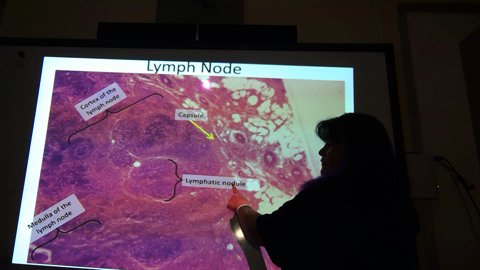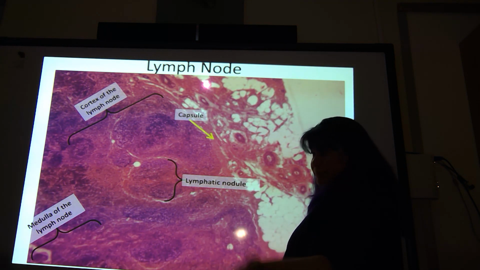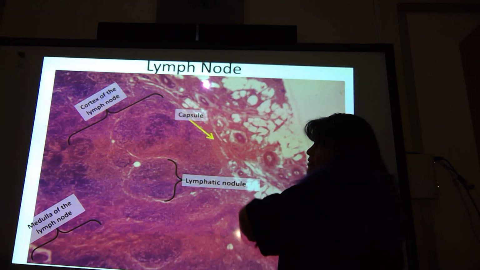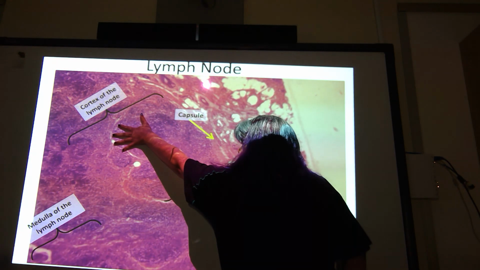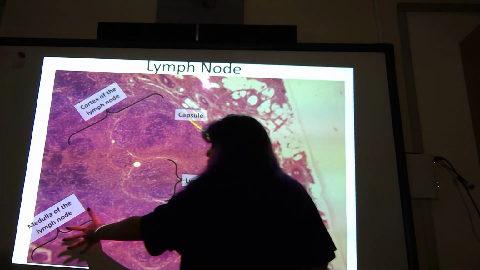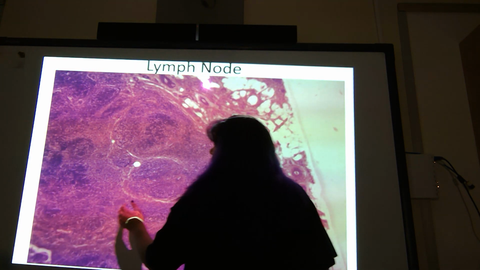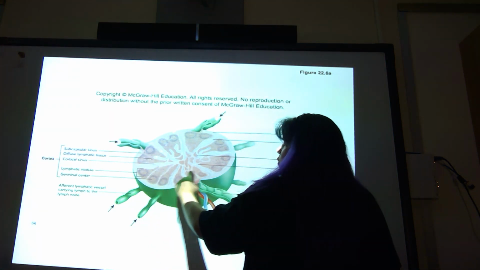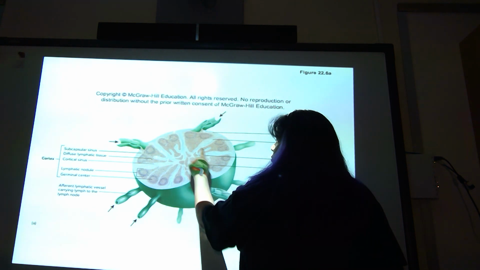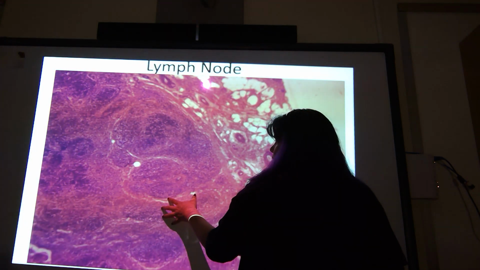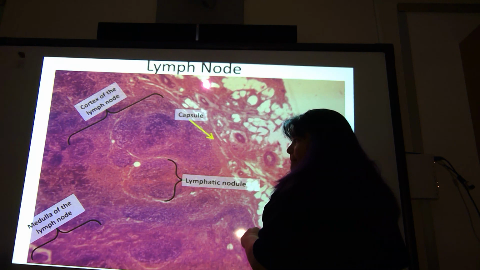That's the lymphatic nodule. Again, if you're lymphatic tissue, you're going to have these. The cortex is where you're going to see these circles. When you don't see them anymore, you're in the medulla. When you're in the cortex, you see the circles, you see the lymphatic nodules. When you get to the medulla, there aren't any. Same thing, okay?